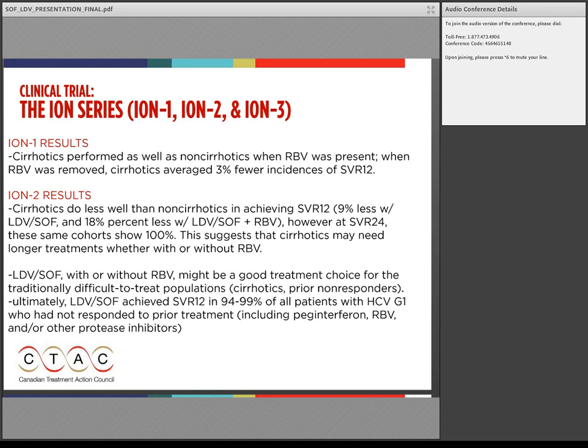So ribavirin might be a good addition to this therapy when we're looking at more difficult to treat populations, and specifically those with cirrhosis. Ultimately, however, Ledipasvir Sofosbuvir did extremely well. An SVR of 94 to 99% is extremely good, and this SVR is consistent among all HCV genotype 1 patients and after only 12 weeks.